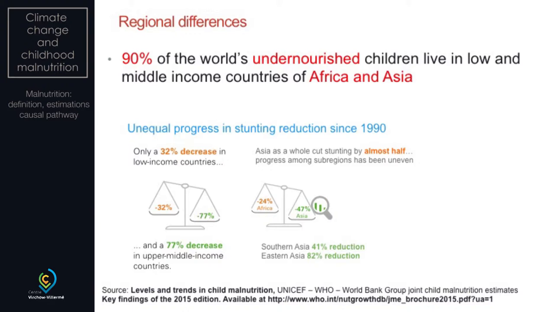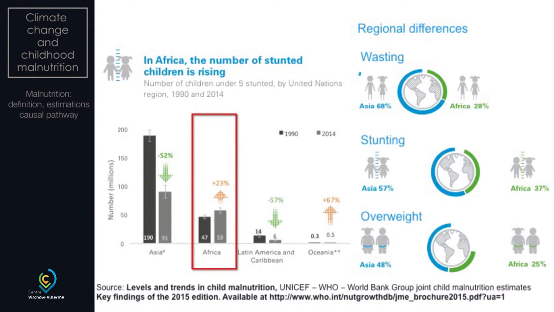If you look at these graphs, then the regional differences are evident. And if you look at them, then basically wasting is a major concern in South and Southeast Asia. And on the other hand, stunting is a major concern when we talk about Africa, particularly sub-Saharan Africa. Now, UNICEF estimates that the absolute number of stunted children is actually rising in the sub-Saharan region of the world.